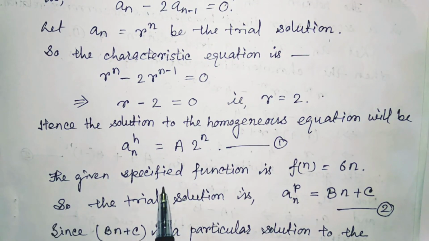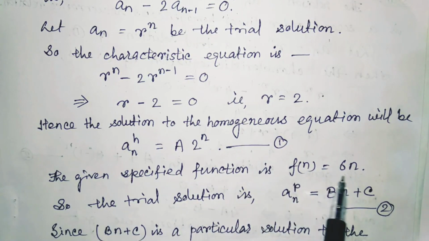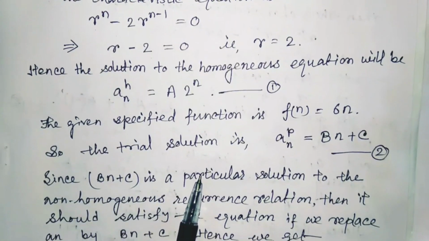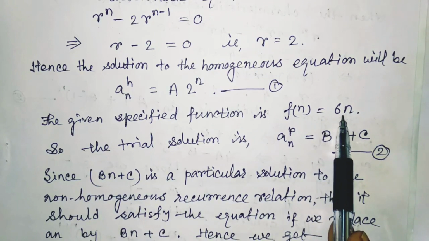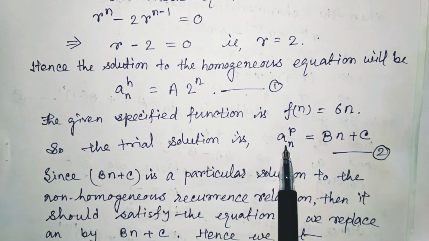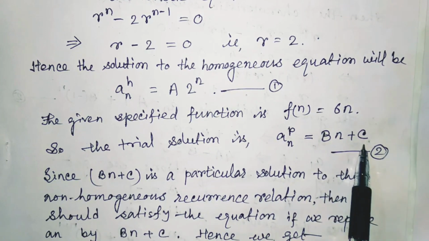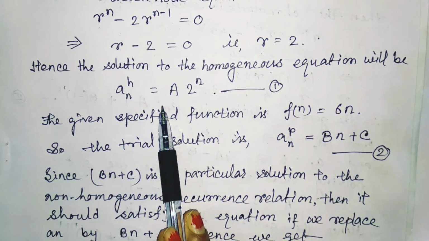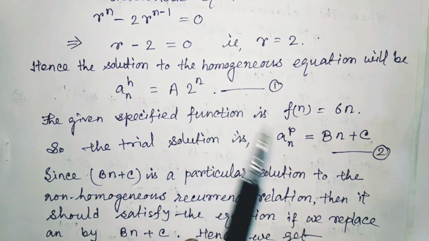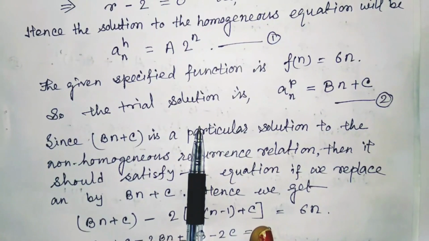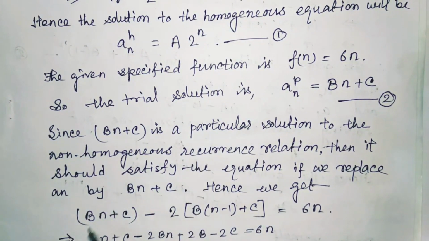So now the given specified function is f(n) is equal to 6n. As it is 6n, the linear form, the trial solution a_n^p is bn plus c. We take the constants b and c here, as a constant we have already taken for the homogeneous part. So now bn plus c is the trial solution.